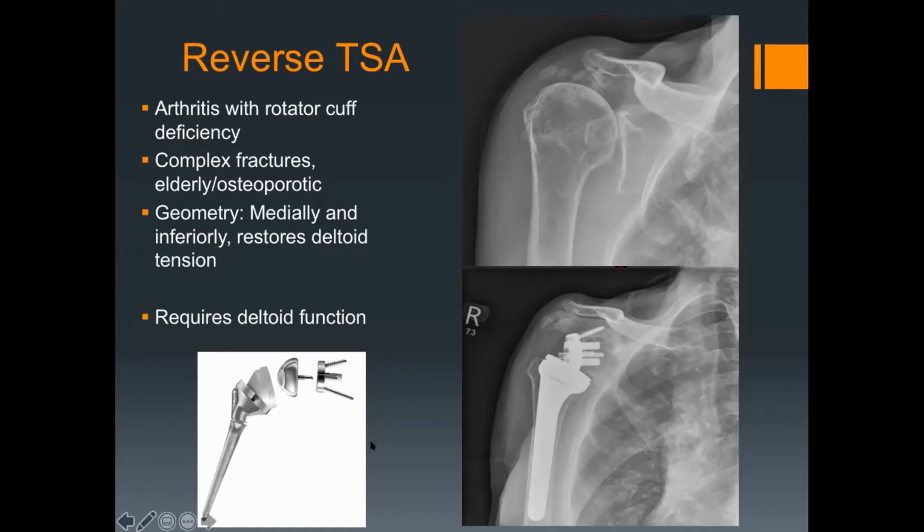This is a schematic showing the constituent parts. You have the metal glenosphere, which attaches to the glenoid, and then you usually have a polyethylene spacer in between the glenosphere and the humeral component, which has a humeral cup to articulate with the polyethylene spacer. This is an example here that we did.